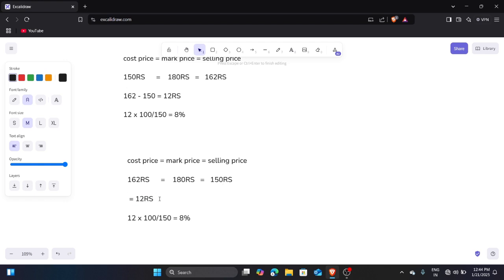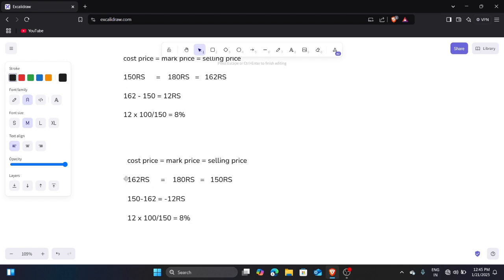So for that you have to do the same thing again, 150 minus 162, and the answer is the same, but now he gets a 12 rupees loss. 12 rupees loss on the product. Now if they ask you how much percent of loss he gets, 8% loss?